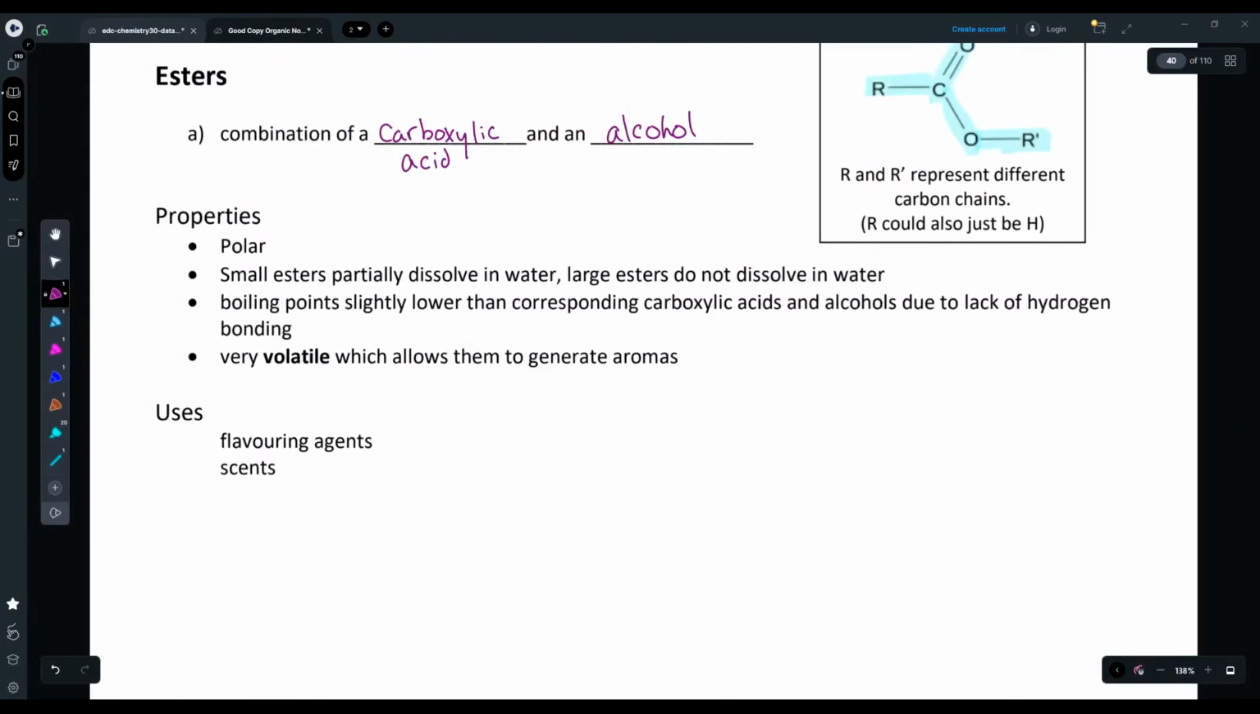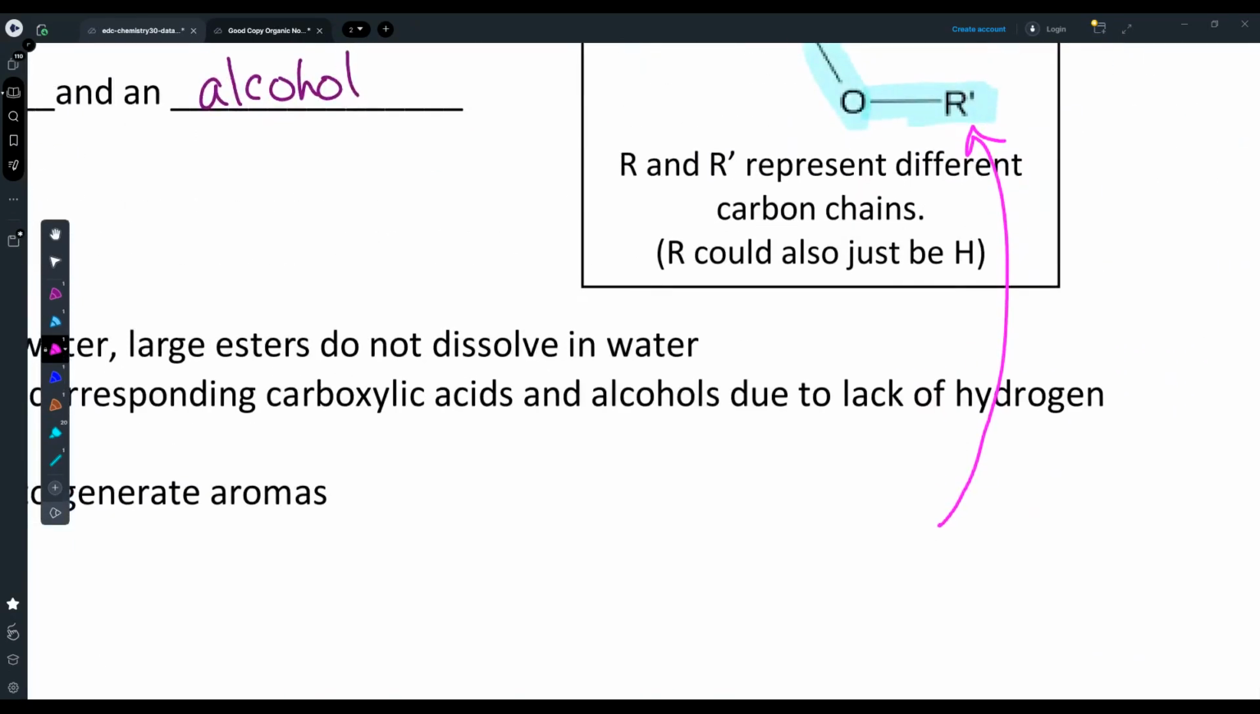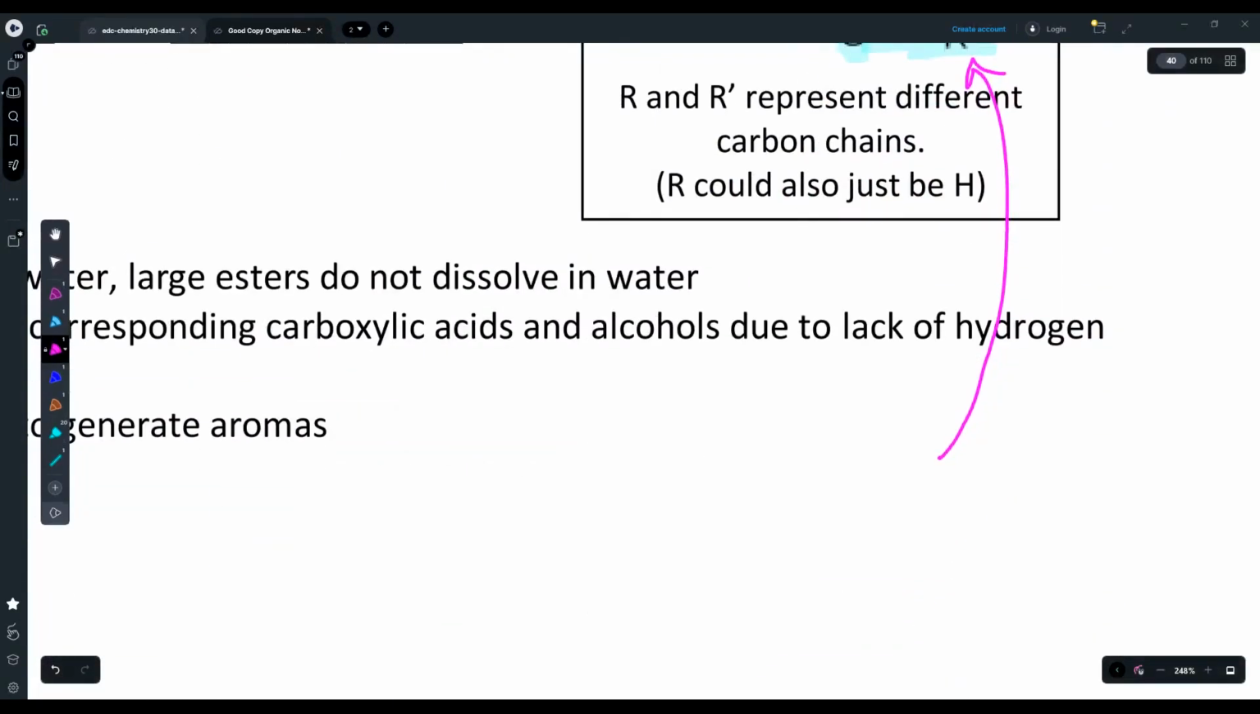All right, so before we move on, I did talk about this, but I just want to write this down. Okay, so R prime can't be hydrogen because otherwise this would change this from an ester to a carboxylic acid.